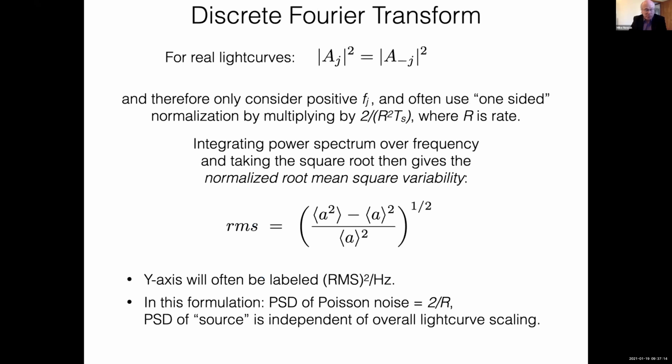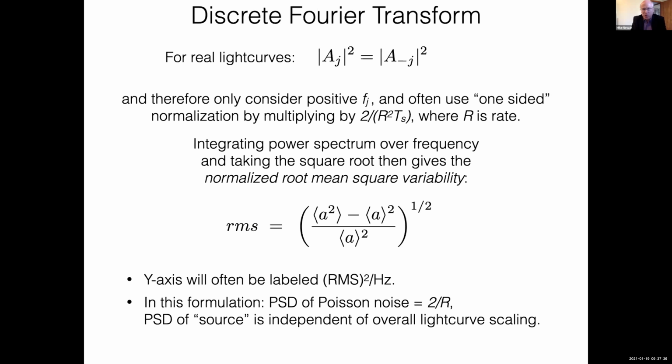So for real valued light curves, which of course all our light curves in astrophysics are, the negative frequencies and the positive frequencies are actually symmetric with each other. The power is the same. So we usually only show positive frequencies when doing our plots of Fourier transform power. And so that's called a one-sided normalization.